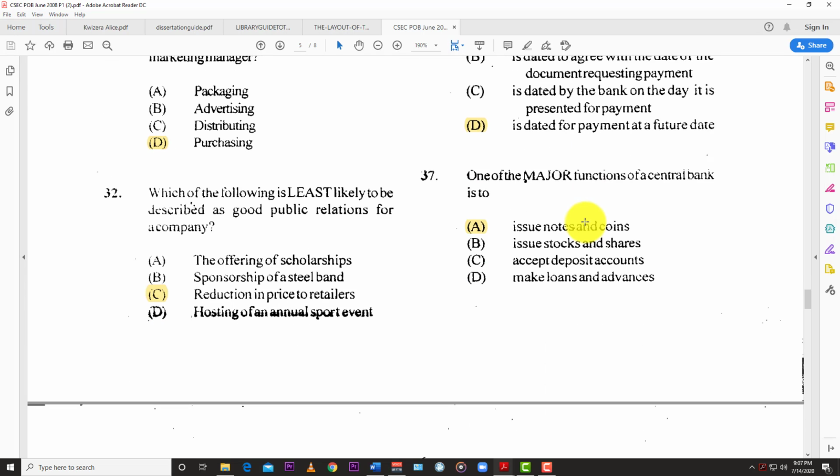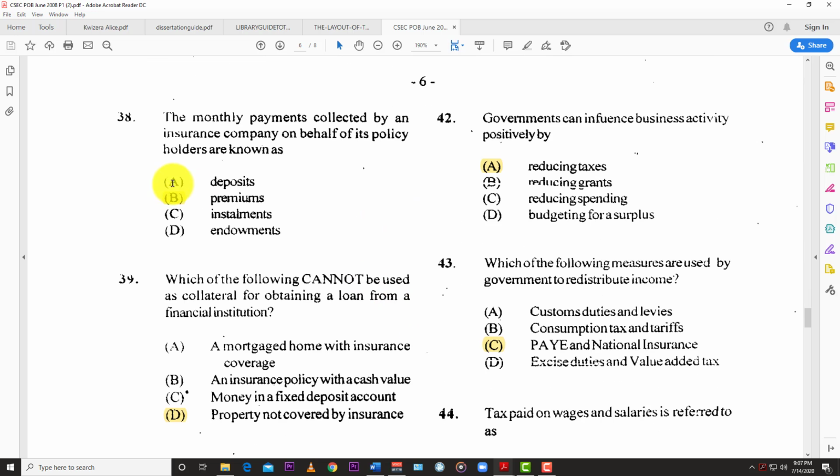Number 37. One of the major functions of central bank is to issue notes and coins. 38. The monthly payments collected by an insurance company on behalf of its policyholders are known as B, premium. You pay your premiums monthly.